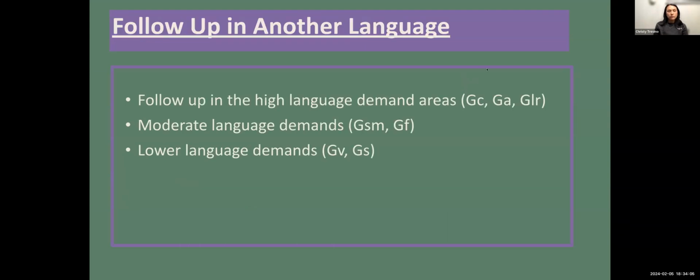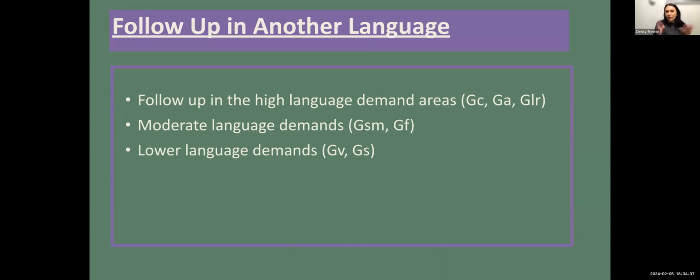And one other thing, once you're testing in every area, there's a few things to consider whenever you're going to follow up in a different language, again, looking at all the data and all the information that you have from the student, is following up in the high language demand areas.